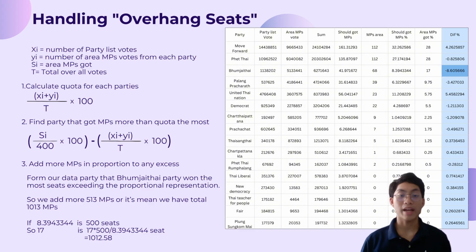And to handle overhang seats, we calculate the quota for each party first, then find the party that got MPs more than quota the most. And in this data it is the Bhumjaithai party that got more than quota, like 8.6%, as you can see in the column of difference percent. And we will add more MPs in the proportional part to match any excess. Then when we calculate this, we get the number of 1012.58 MPs as the total.